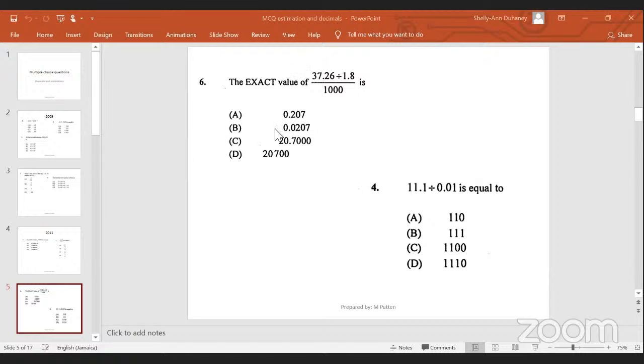It says the exact value of 37.26 divided by 1.8 all over 1,000 is. So what is the first thing we're supposed to do, or how would you attempt the question? Work out the numerator first. I'm going to fix up the top. As I said before, you can divide by a decimal.